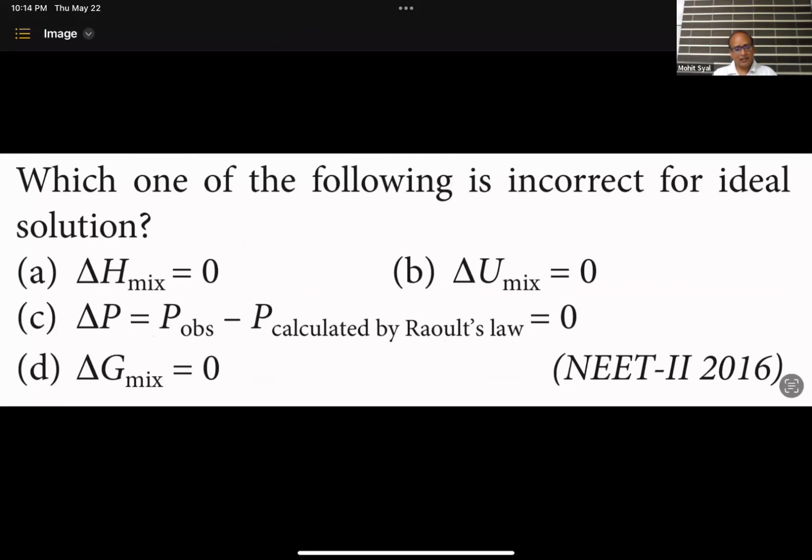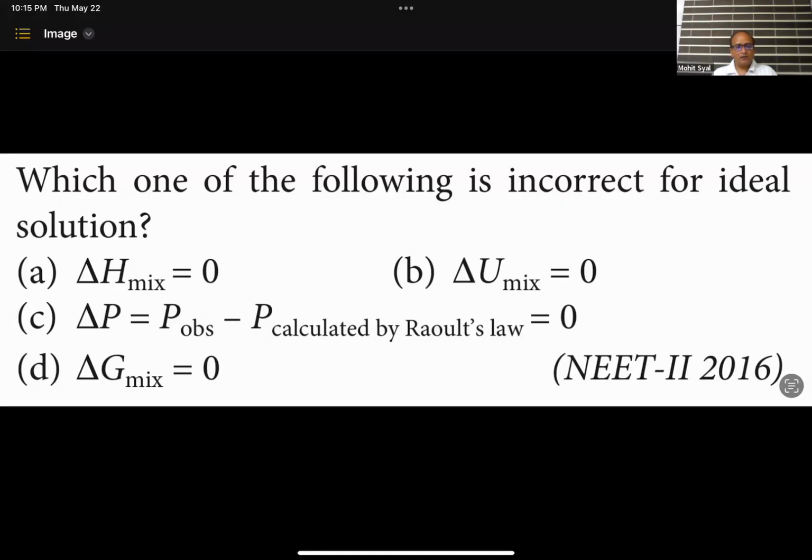This was again asked in NEET. So just tell me what is the answer. They are asking for the incorrect one for the ideal solution. Yes, right. Jaslin, what about the incorrect option? For an ideal solution, delta H mixing is 0. Change in internal energy, delta U mixing, is 0.